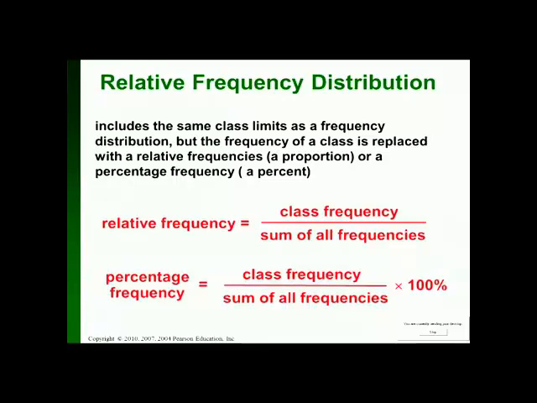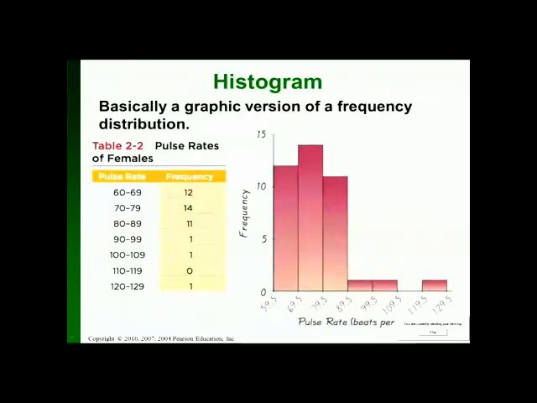Maybe instead of wanting to know just how many people had pulse rates between 60 and 69 and how many have pulse rates between 70 and 79, maybe instead of how many, we want to know what percent. What percent of people had pulse rates between 60 and 69? What percent had pulse rates between 70 and 79? If we knew that 12 people fell in this class, how could we find what percent of the total that is?